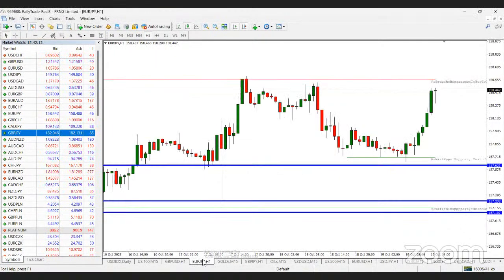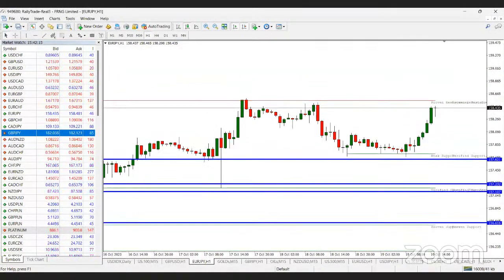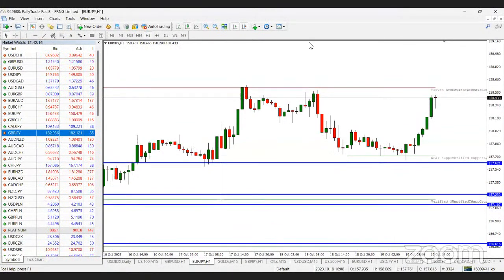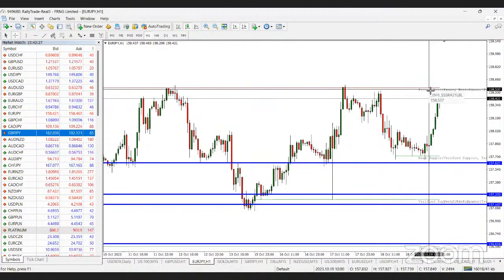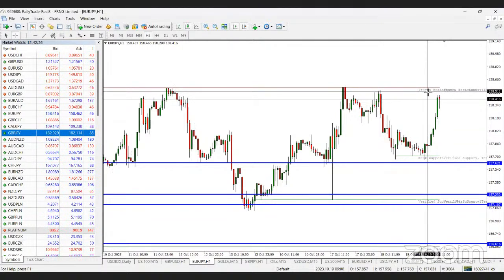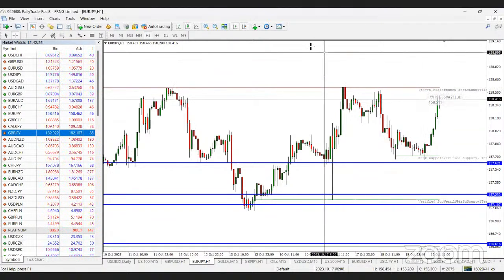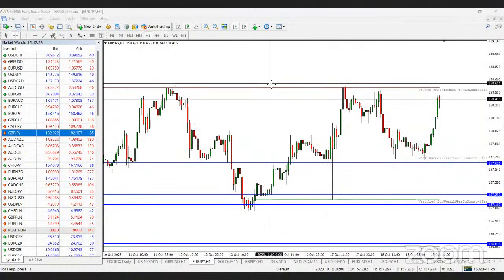What else? Even Euro JPY also. Euro JPY is already approaching this proven resistance. This is a good place for you to look out for a sell from. So if you're trading Euro JPY, you should be looking out for a sell around 158.500. Begin to look out for a sell there.